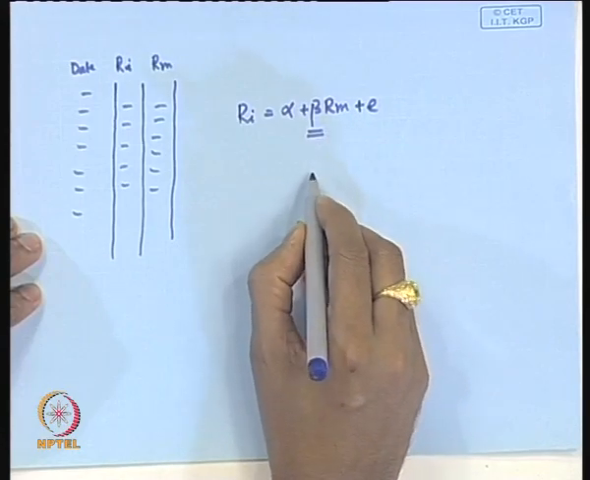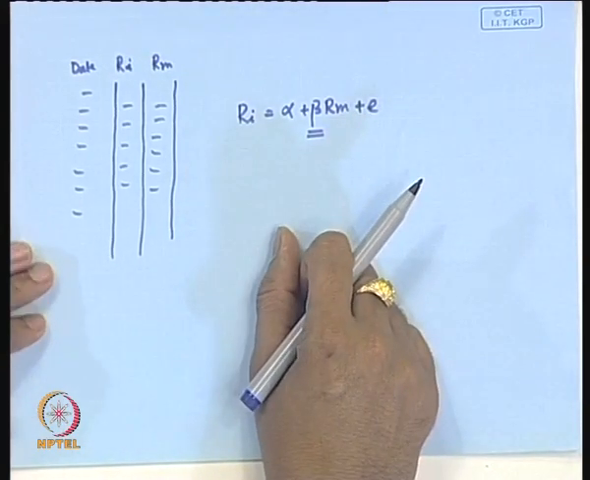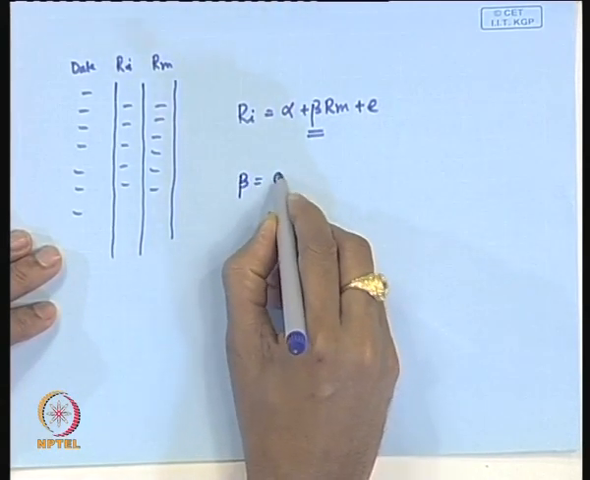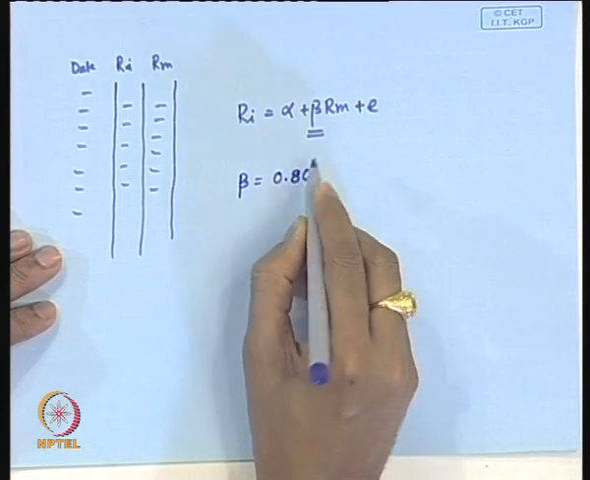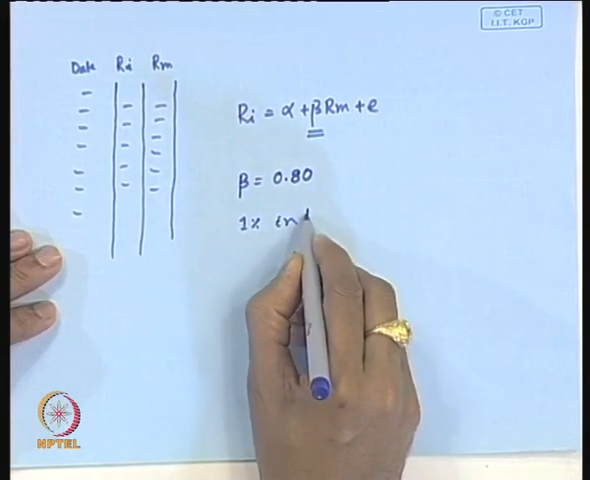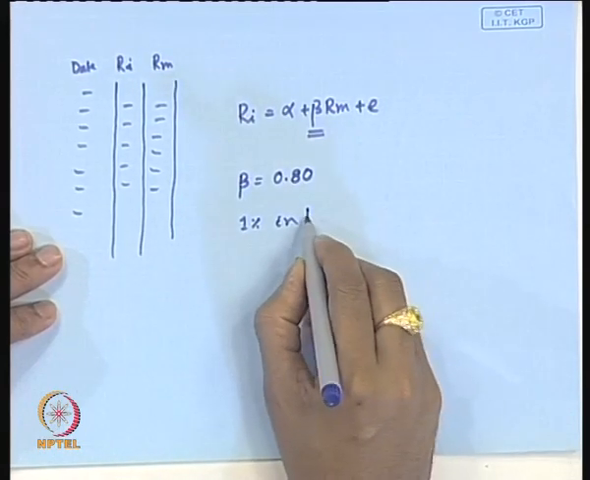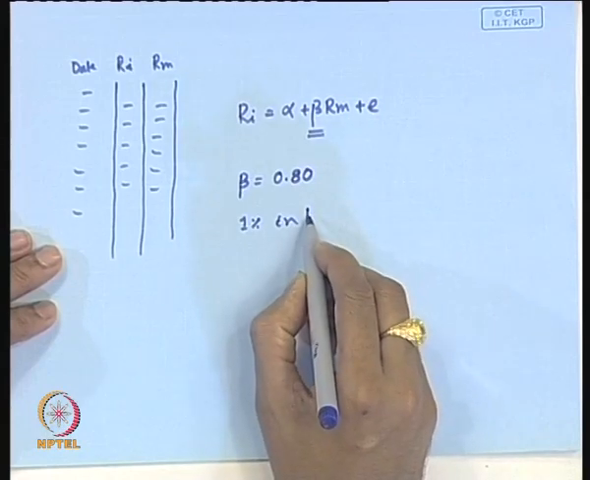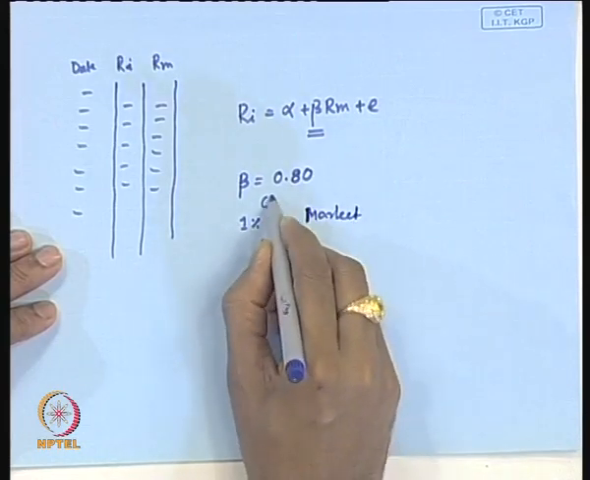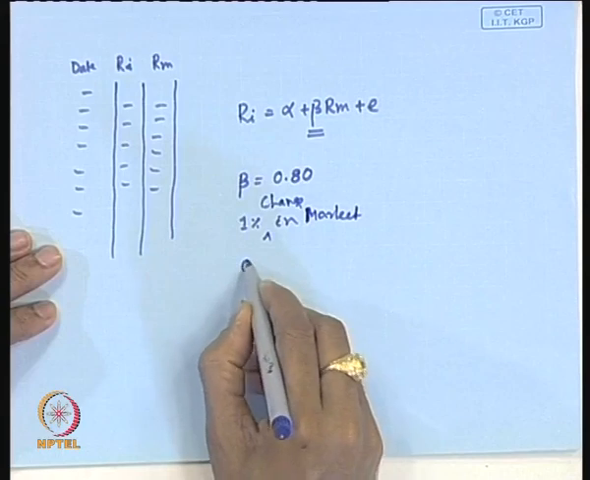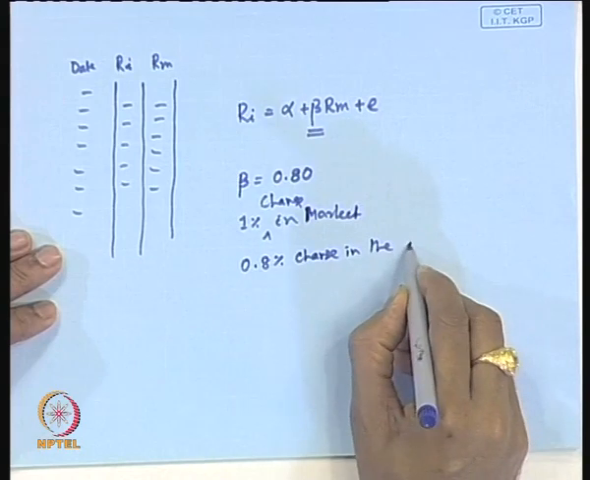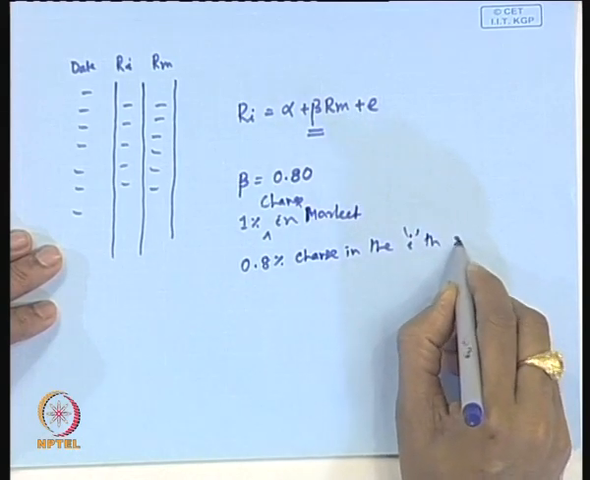So, if the beta is high, obviously it is supposed to be more risky; if beta is less, it is supposed to be less risky. Interpreting beta as such, if the beta is found to be 0.80, it implies that if there is a 1% change in the market, whether the market goes up by 1% or comes down by 1%, it is going to lead to a 0.8% change in the ith stock price.